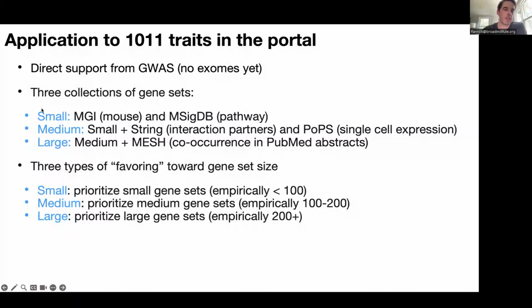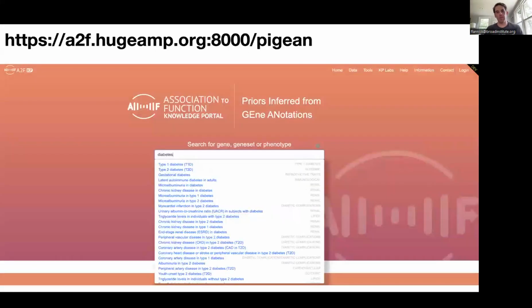I'd recommend starting with the small set when you're exploring this. And then there's this other parameter I won't get into, but I'd suggest leaving as medium, which is just a default parameter that's probably not of interest to most people here today.